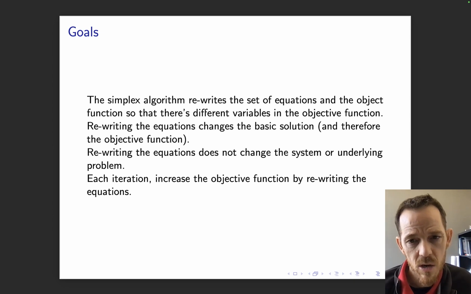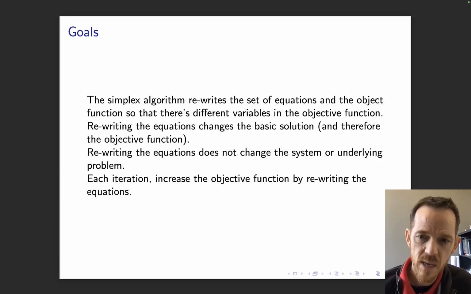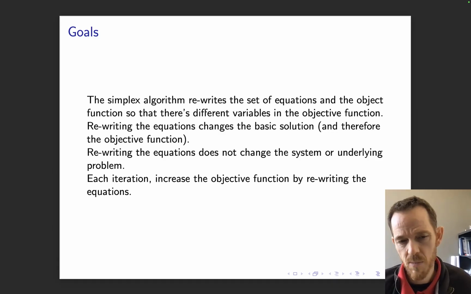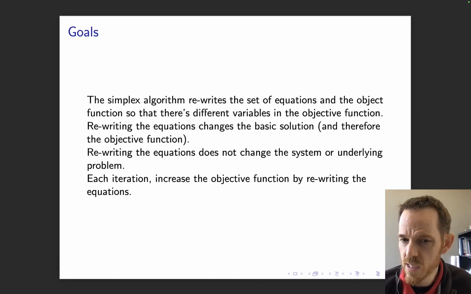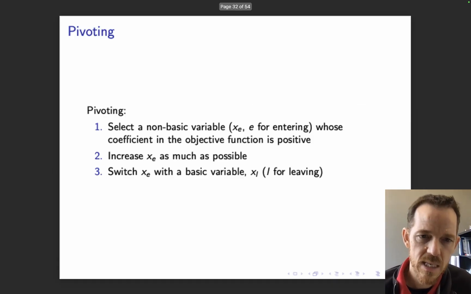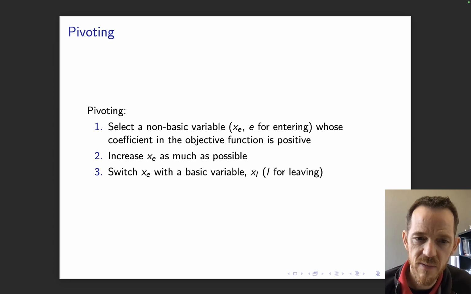So our goal is to rewrite these equations though, so that the objective function uses different variables. And by rewriting the equations, it changes the basic solution and therefore the objective function. We're not changing the equations or the system or the problem. What we're doing is increasing the objective function by rewriting the equations. Let's see that. We're going to do this with pivoting.